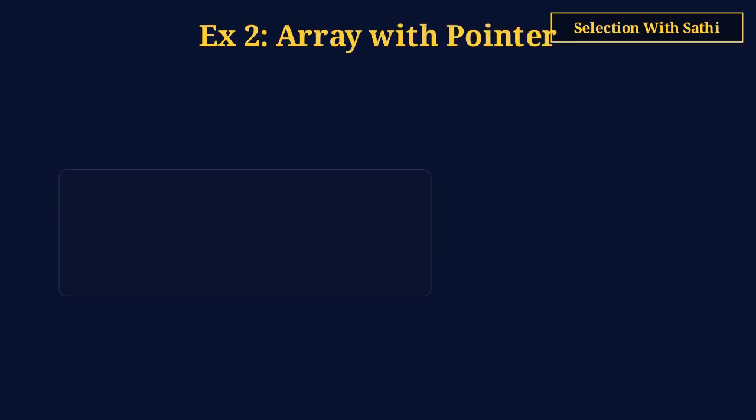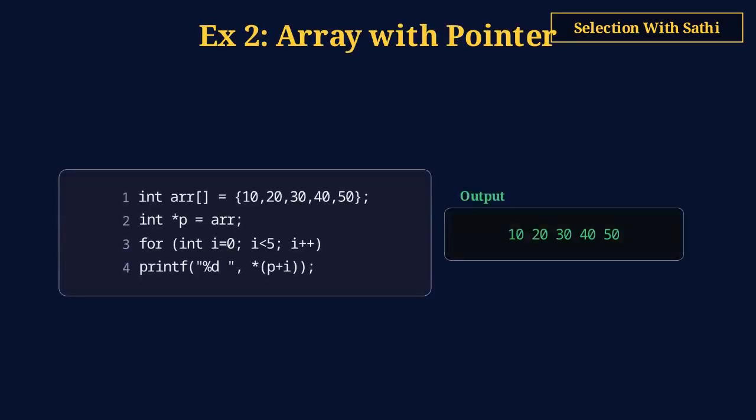Second example, array traversal with a pointer. We have int arr[] = {10, 20, 30, 40, 50} and int *p = arr. Instead of using arr[i], we use pointer arithmetic, *(p + i). In a for loop from i = 0 to 4, we print *(p + i).